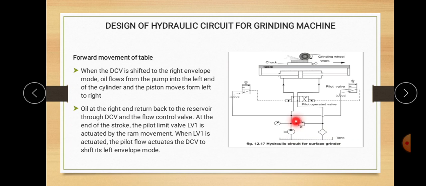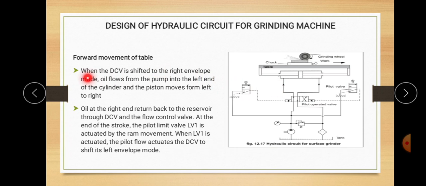Above the pump a pressure relief valve is present, and above here we use a pilot operated valve on both sides. So here a DC valve is located. After the DC valve it enters into the pilot operated valve. After the pilot operated valve it enters into the cylinder.